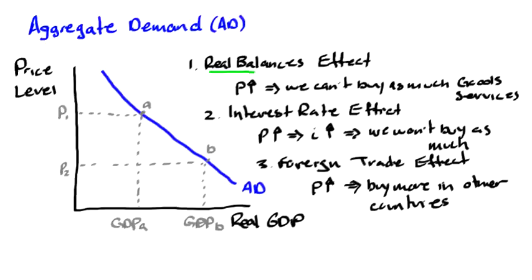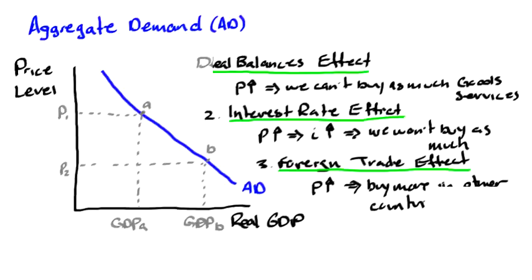So the real balances effect: basically if prices go up, we just can't afford to buy as much. The interest rate effect: if prices go up, this generally causes interest rates to go up, and we'll explain why in a future video. And so we just can't afford to buy as much then either. These are things like houses and cars that require loans. And then the third reason is the foreign trade effect. If prices go up in Canada, and this is important, relative to other countries, then people will buy in those other countries and will not buy in Canada. Those are the three reasons why this curve is downward sloping.